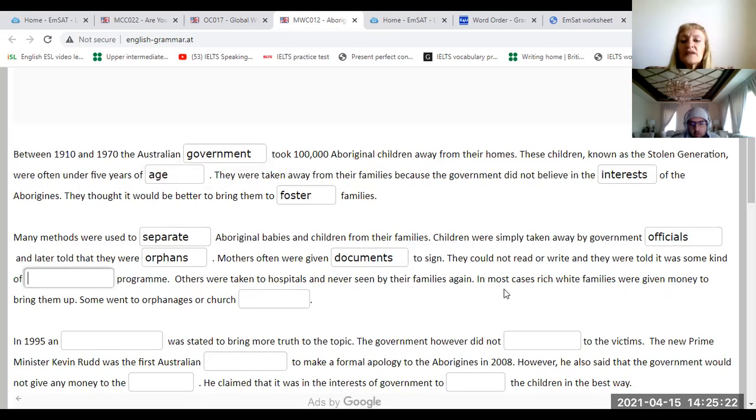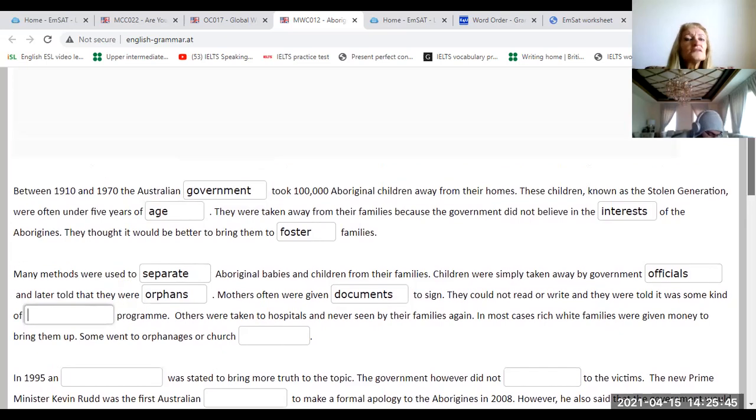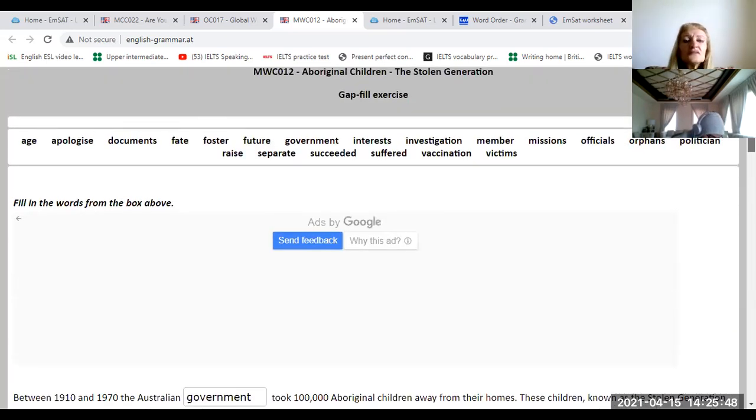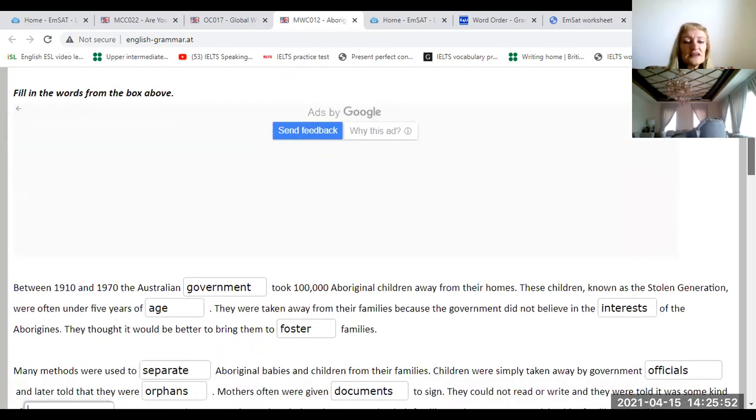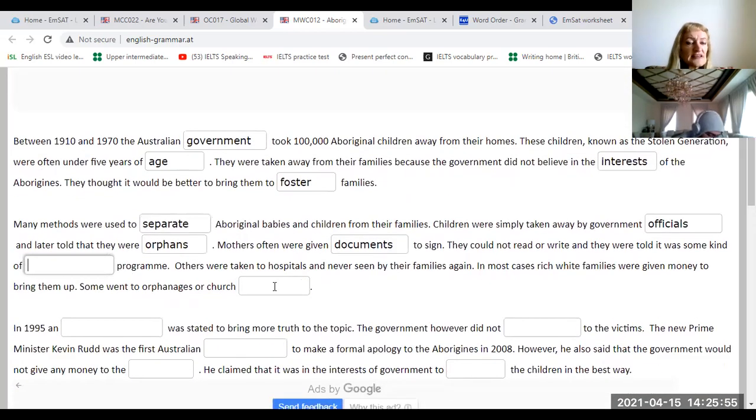Yes. In most cases, rich white families were given money to bring them up, and some went to orphanages or church something. So we've got two possibilities here, future or vaccination. And some went to orphanages or church. Yes, okay. So I'm going to put in here the letter M.